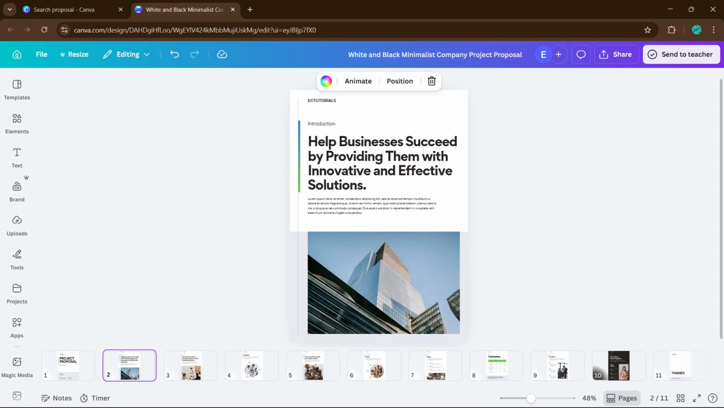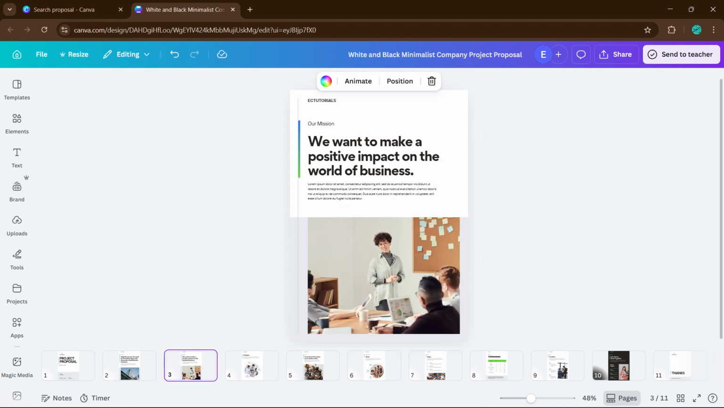Next is the executive summary. This is a short overview of the entire proposal. It briefly explains the problem, your proposed solution, and the expected results so the client quickly understands the main idea.